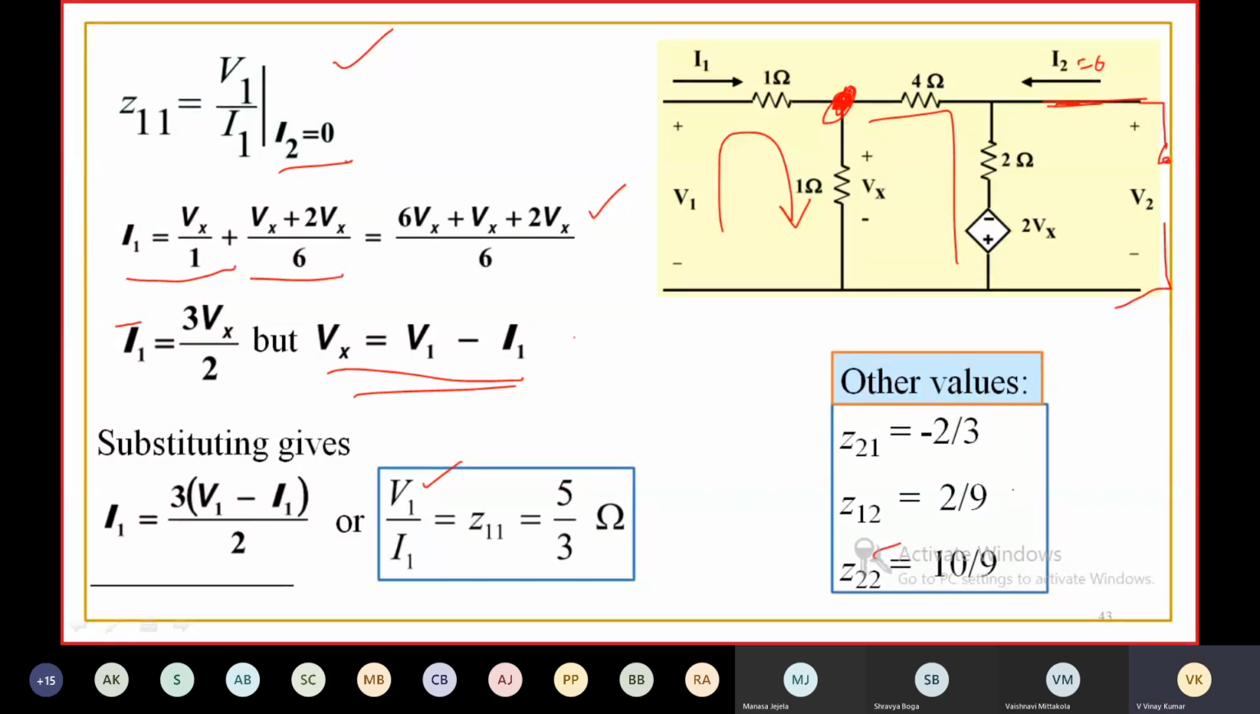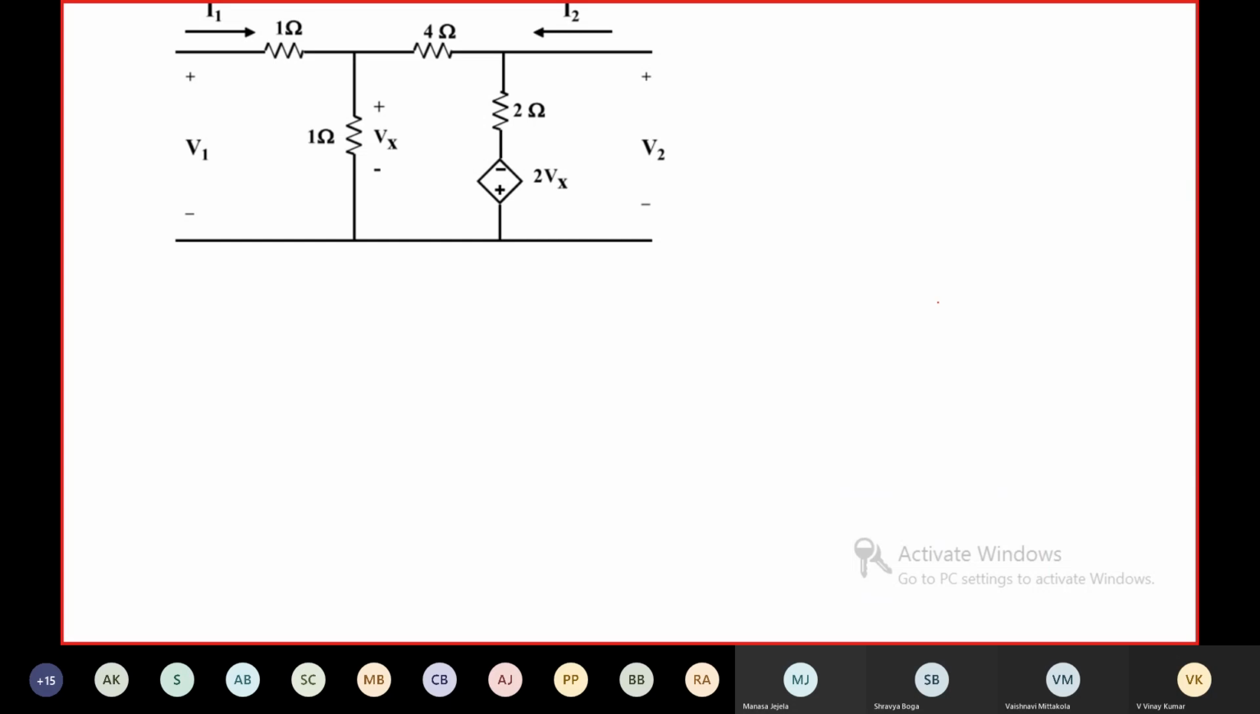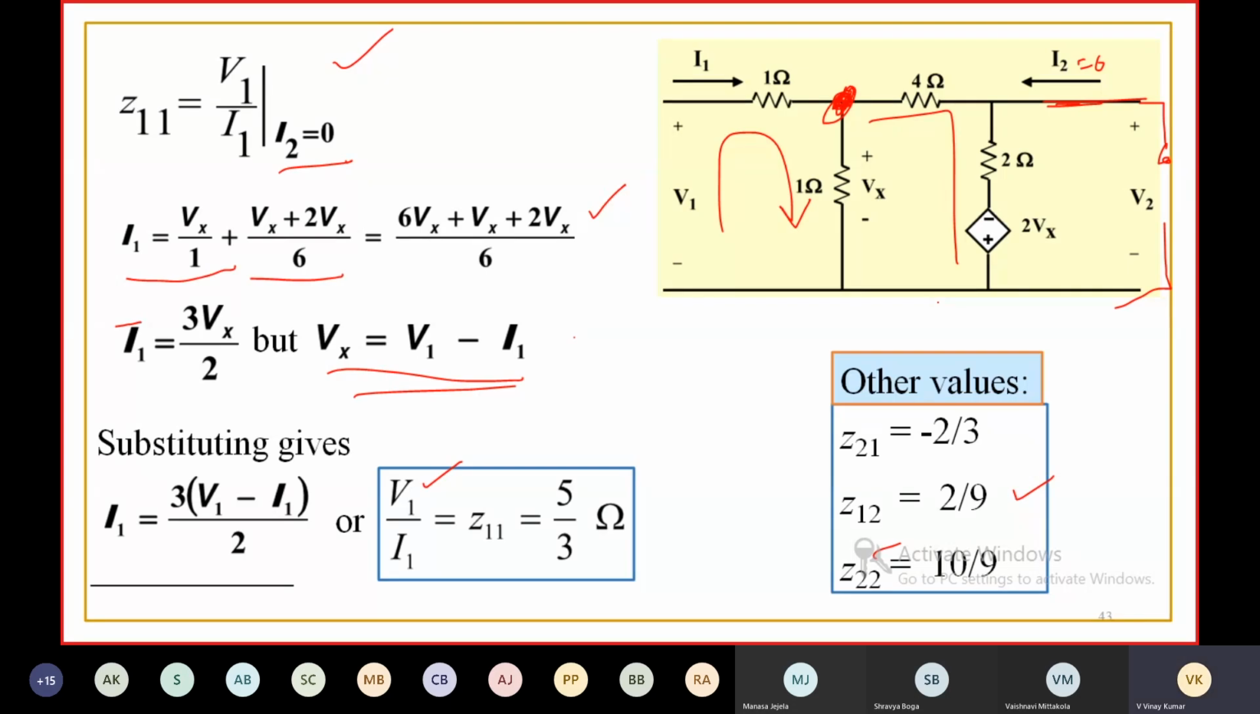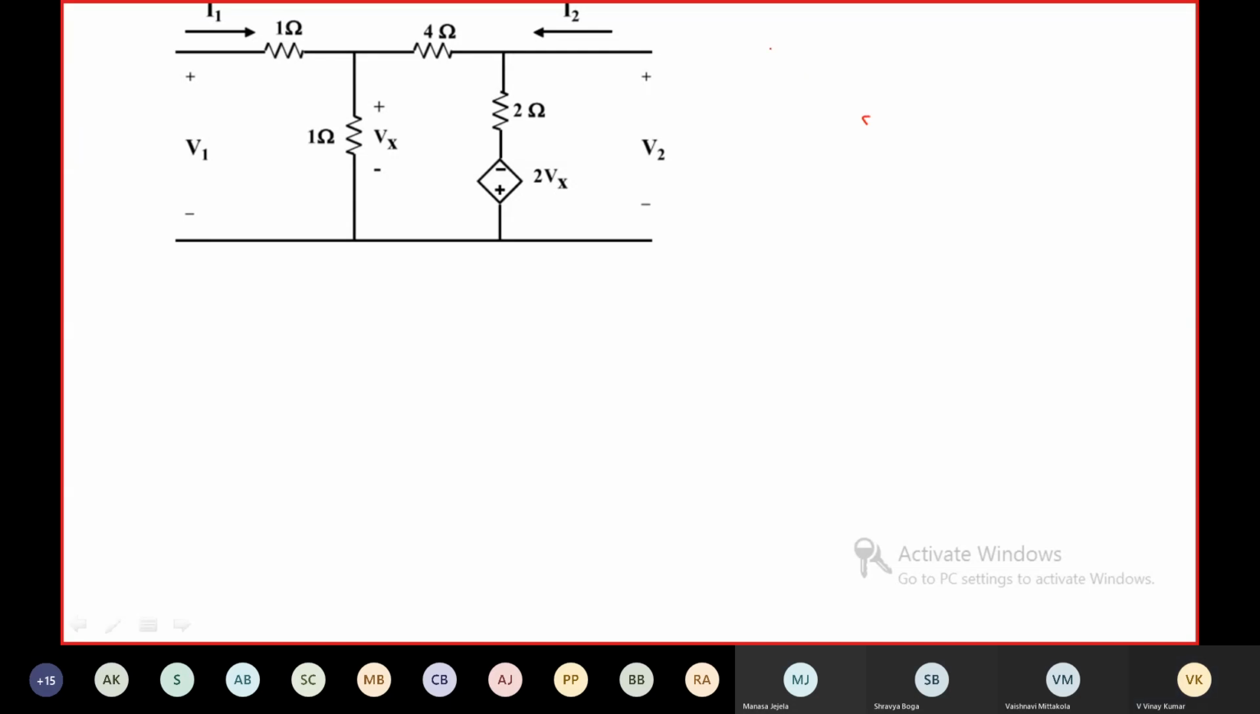I'll do one thing. Let us find one value, Z12, that is Z21. Let us find Z21. Z21 is equal to V2 by I1, when I2 is equal to 0. When I2 is equal to 0, this will be 0.